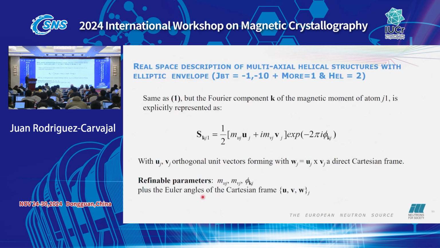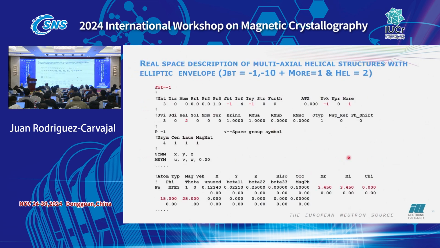Another way of working is the real space description of multiaxial helical structures using elliptical envelope. Then you have a particular way of defining the Fourier coefficient, and that transforms to magnetic moments and angles instead of using the complex things. Well, I did not explain that in detail, but you see how is the PCR file using these.